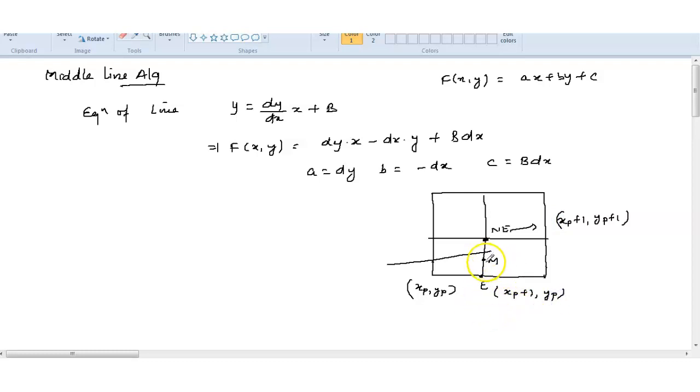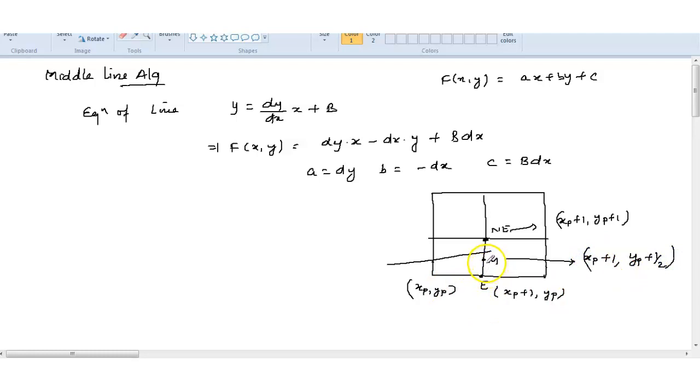So we can find the midpoint M. What will be the coordinate of the midpoint? It becomes (xp plus 1 plus xp plus 1) by 2, which is xp plus 1, and (yp plus 1 plus yp) by 2, which is yp plus half. So we have got the coordinate of the midpoint.